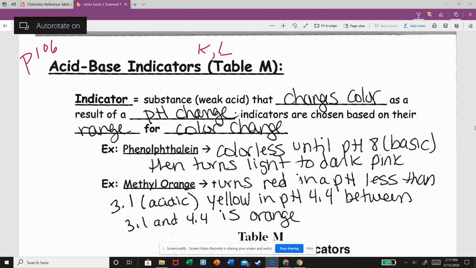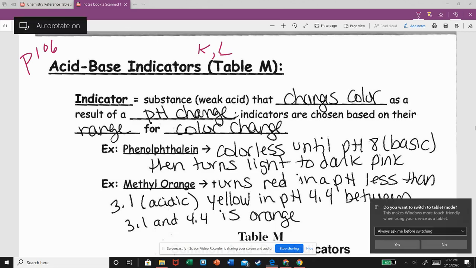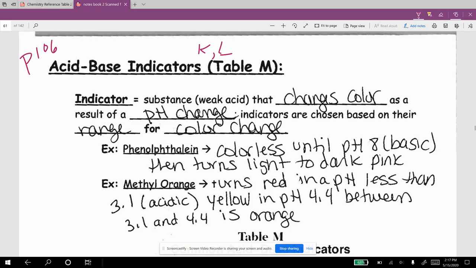All right, so I have the notes already filled in with my handwriting. These are my scanned notes, which are also posted to Google Classroom. And I'm going to just try my best to work through these notes in the most efficient way that we can. Okay, so acid-base indicators. So this is what we have listed on table M.